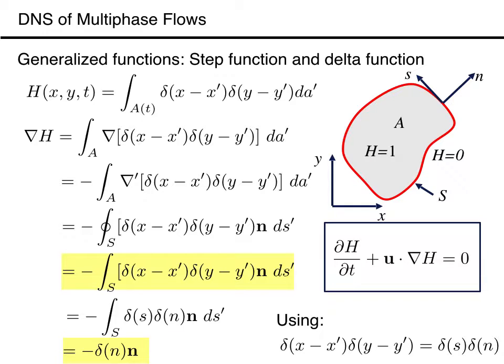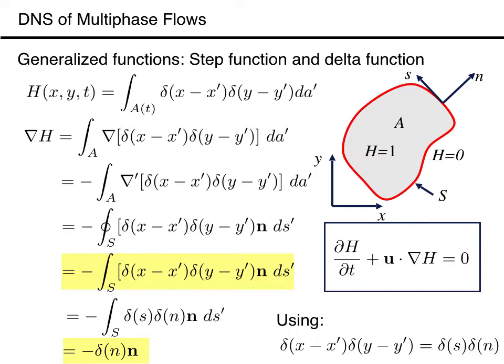We now apply the divergence theorem to write the integral as a surface integral, or contour integral in 2D, and since the delta functions are 0 everywhere except where x, y are equal to x prime, y prime, we can drop the circle on the integral. By introducing local coordinates n in the normal direction and s in the tangent direction, we can integrate over the tangent direction and thus are left with the result that the gradient of the Heaviside function is equal to a delta function times the local normal.